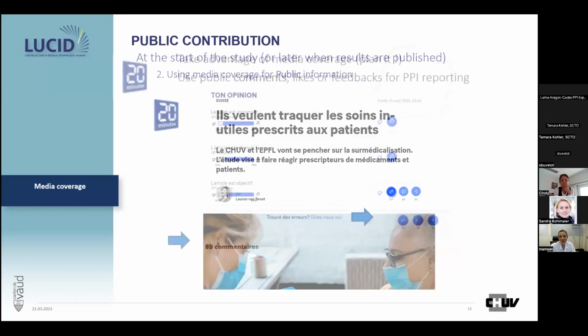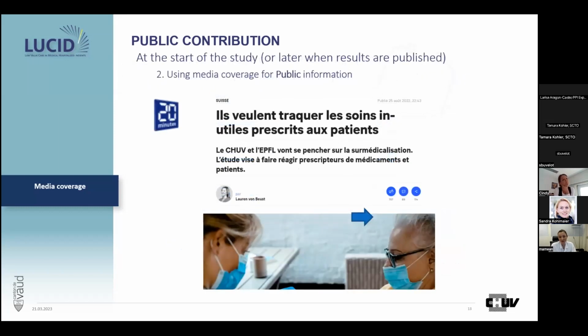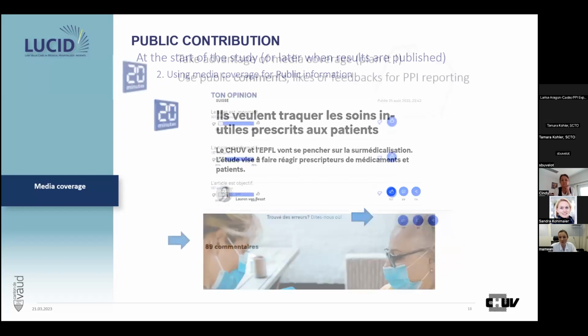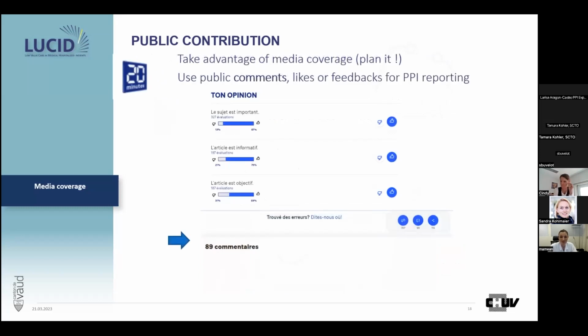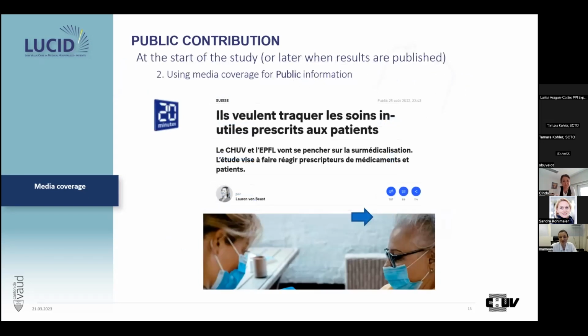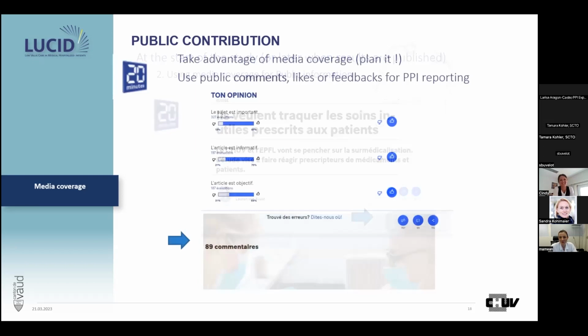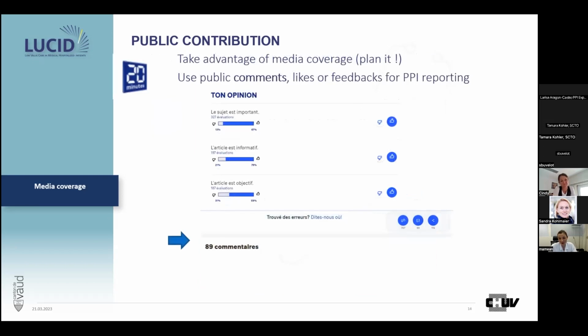And it's something that you can foresee in the application, saying that you will disseminate the information about your project to the public. And here is an example of an article that was in the 20 minutes paper. You can put the next slide. In such articles, there are a lot of comments.